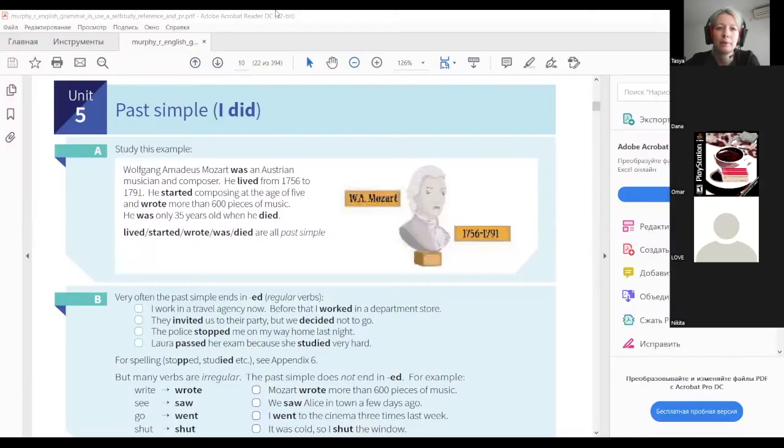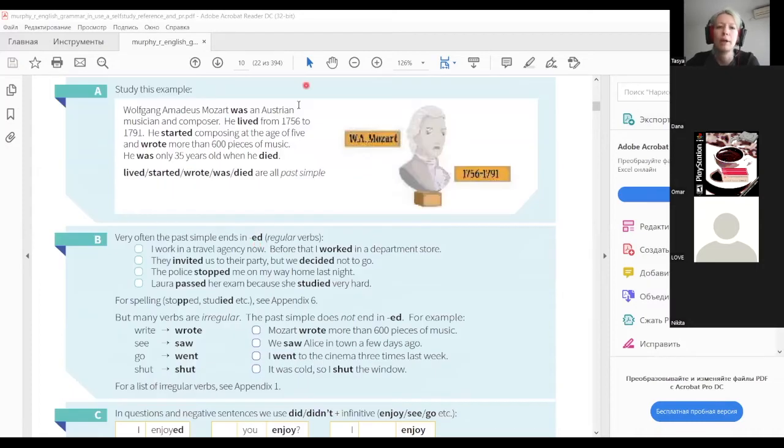The first thing, past simple. Study an example like Wolfgang Amadeus Mozart was an Austrian musician and composer. He lived from some years in the past. He started composing at the age of 5 and wrote more than 600 pieces of music. Lived, started, wrote, was, died, all past.